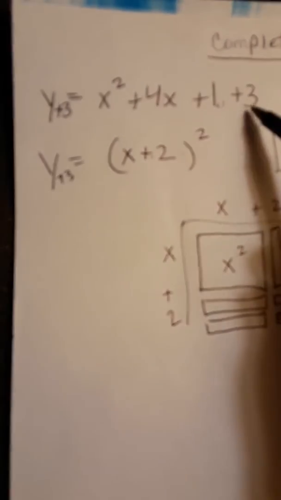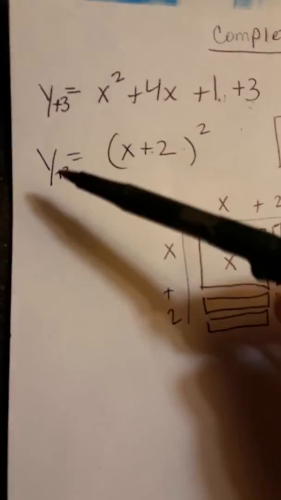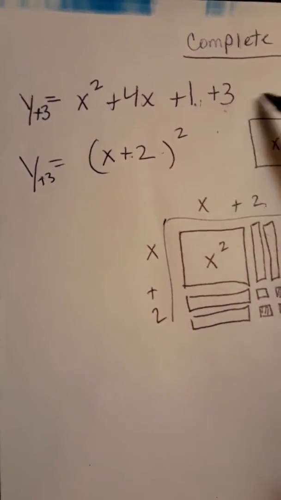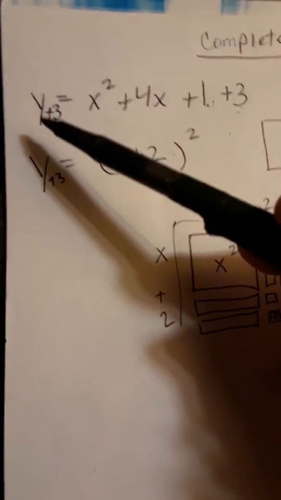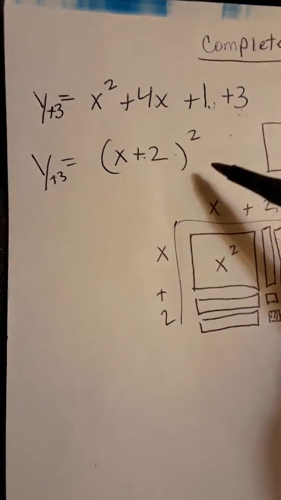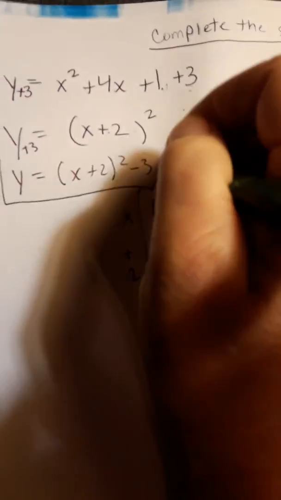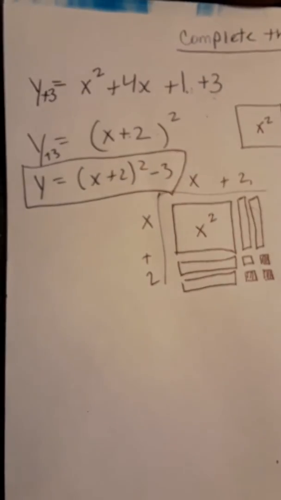Because when I added this 3, I had to add something over here. So that's why I was saying I could just add and subtract 3 from the same side, but I don't think you guys like that. So there's that. And then I'm just going to subtract 3 on both sides. And now I have x plus 2 all squared minus 3. That is the graphing form.